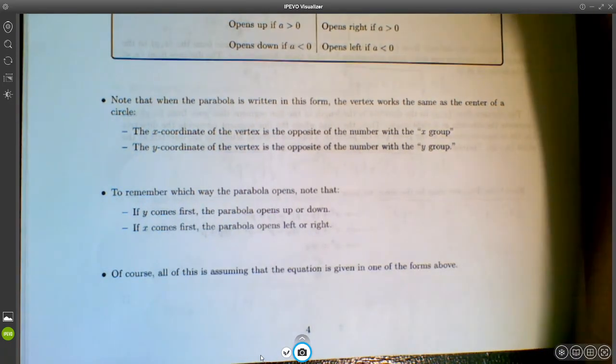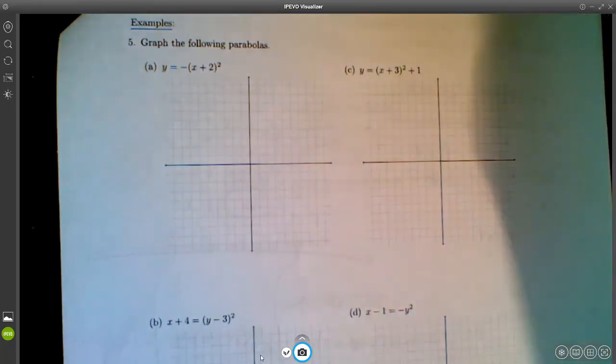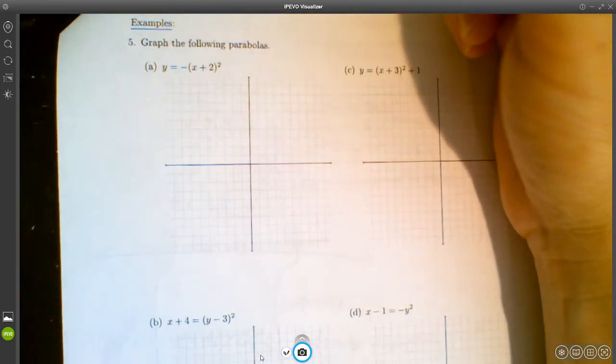Okay, so I think I've said all of this already. Let's just do some examples. So graph the following parabolas. Here we have y equals negative (x plus 2) squared.